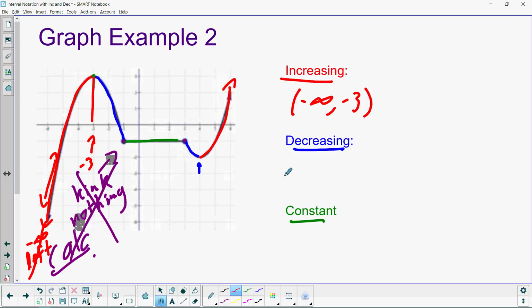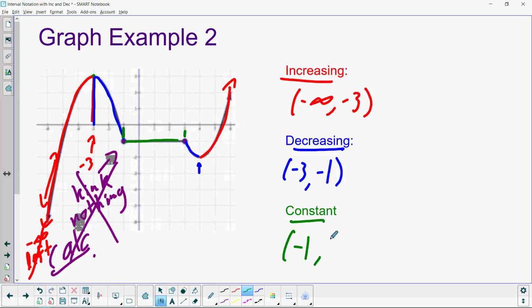Decreasing, well, I stopped going up at -3, so I also started going down. So I'm going to start at -3, and then this goes down, down, down until we get right here, and that lines up with -1. Close. All right. Ignore the kink. That's calculus's problem, not ours. This flat spot is constant. This goes from -1 all the way over to +3. So our constant is from -1 to 3. Now we have another decreasing section.